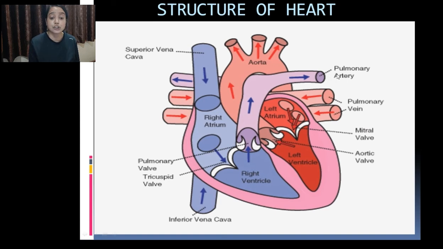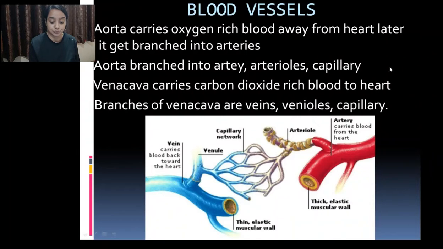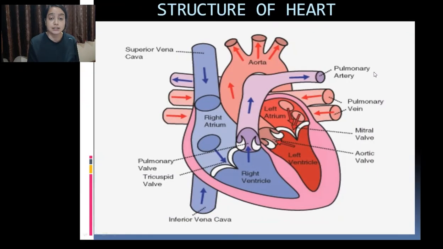Now this deoxygenated blood goes to the lungs, and from the lungs, near the alveoli, the blood gets oxygenated and comes back through the pulmonary vein, and the pulmonary vein pours this blood into the left atrium. From the left atrium the blood goes to the left ventricle through the mitral valve, and the left ventricle sends this blood through the aortic valve to the aorta, and this aorta now pumps the blood to the whole body.